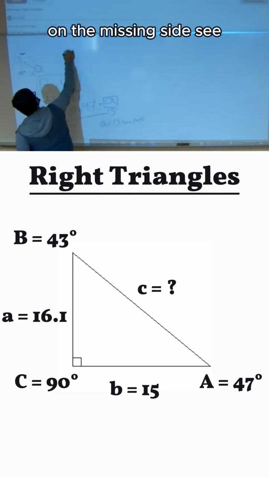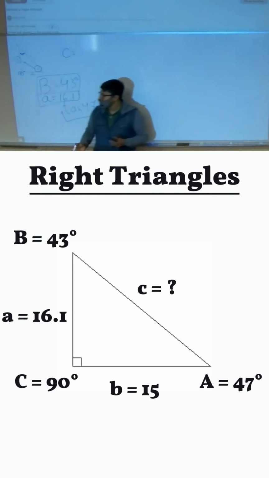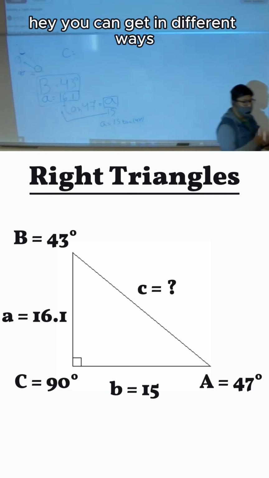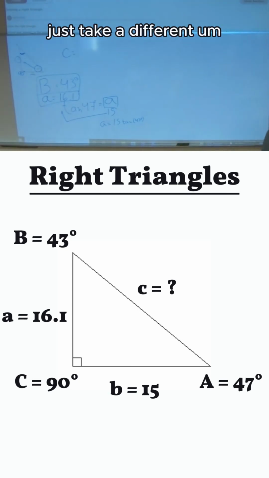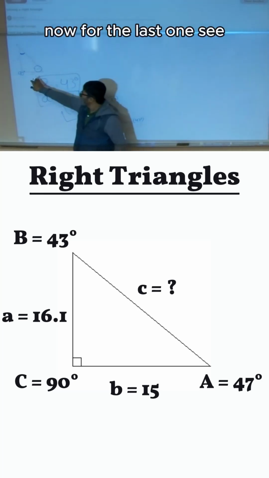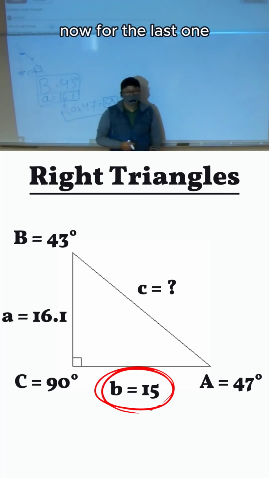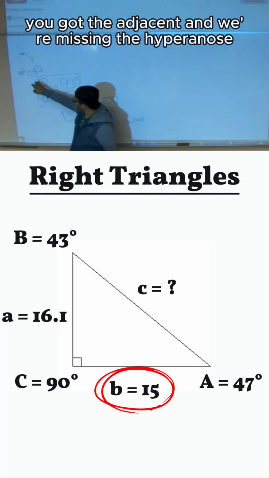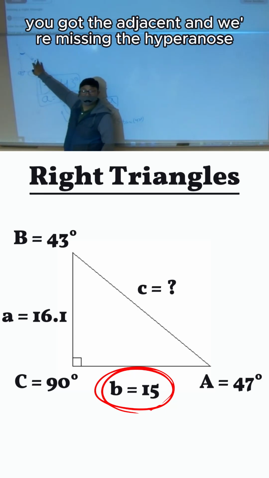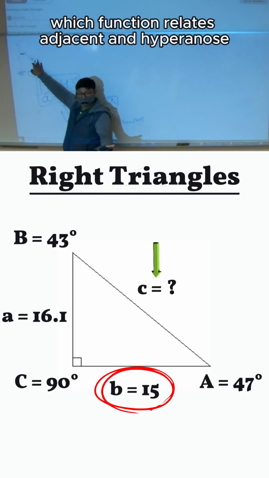And the missing side, C. You can get it in different ways. You can repeat the procedure, just take a different trigonometric function. For the last one, C, I got the information for the adjacent, and we're missing the hypotenuse. Which function relates adjacent and hypotenuse?